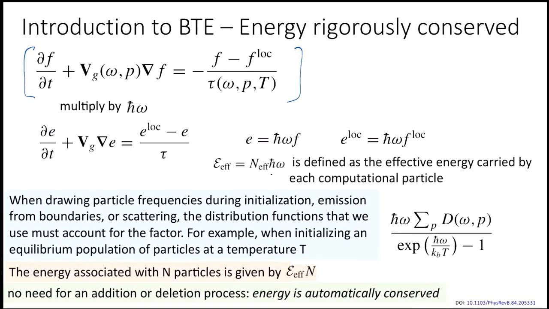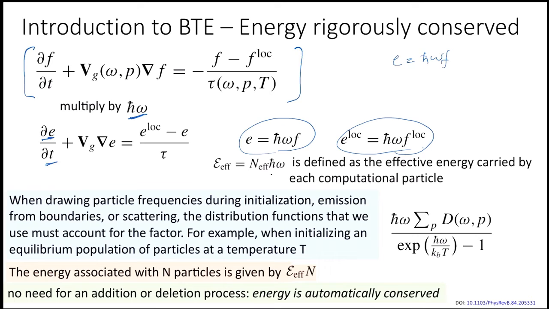Okay, so to do that, for the energy conservation part, we could multiply the entire equation by h bar omega tau. h bar omega was our energy. So we multiply by h bar omega. E would then become h bar omega f, which is written here. E log is just h bar omega f log. So you can see the entire equation remains of the same form.